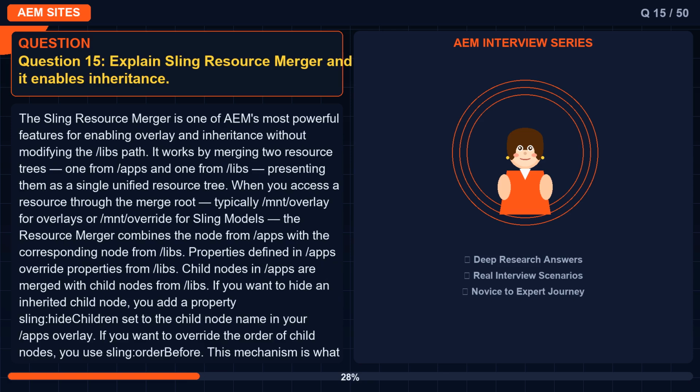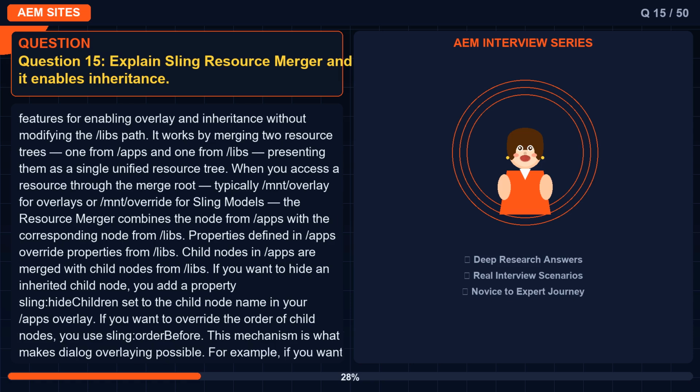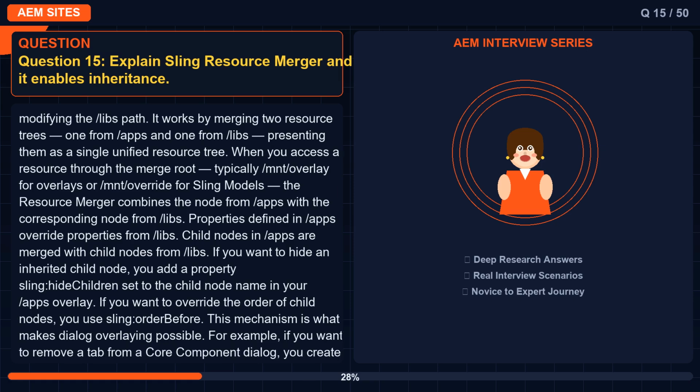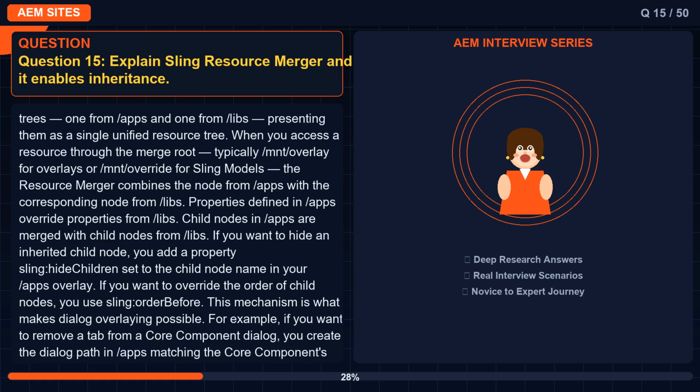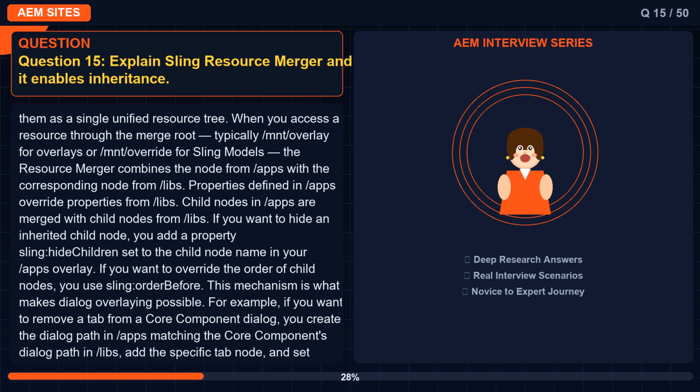Question 15. Explain Sling Resource Merger and how it enables inheritance. The Sling Resource Merger is one of AEM's most powerful features for enabling overlay and inheritance without modifying the /libs path. It works by merging two resource trees, one from /apps and one from /libs, presenting them as a single unified resource tree. When you access a resource through the merge route, typically /mnt/overlay for overlays or /mnt/override for Sling models, the resource merger combines the node from /apps with the corresponding node from /libs.